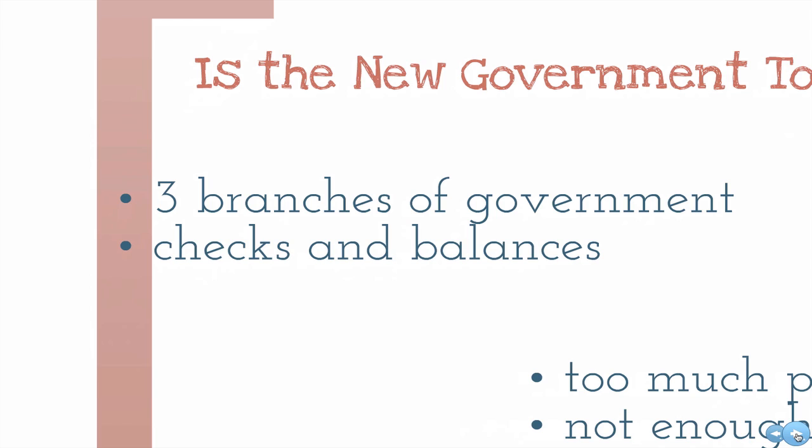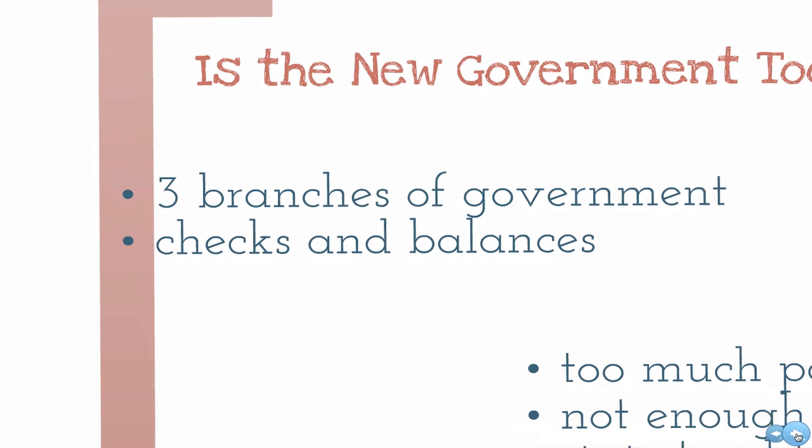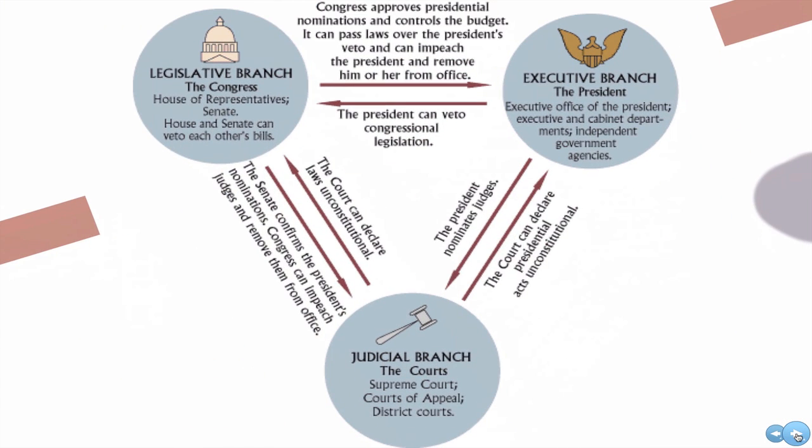And this was all written into the Constitution. And these three branches had a system of checks and balances that were also written into the Constitution, with the idea that no single branch of government could get too powerful. So this system of checks and balances looks something like this.